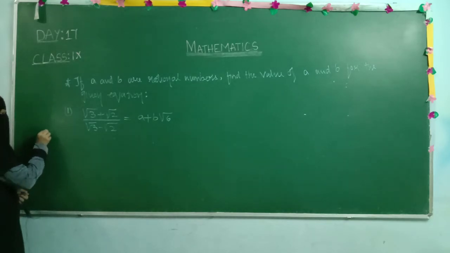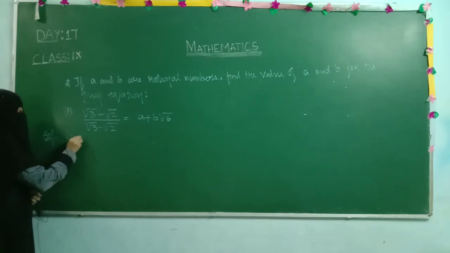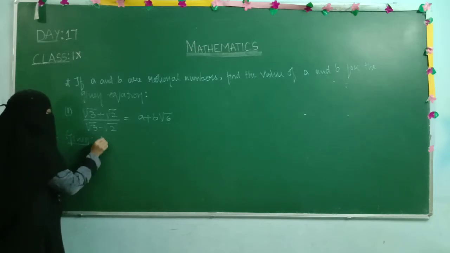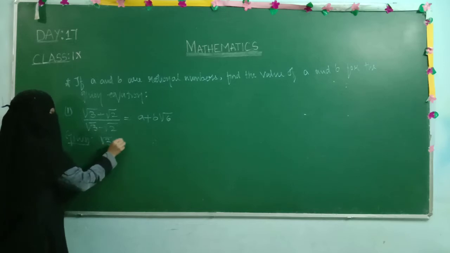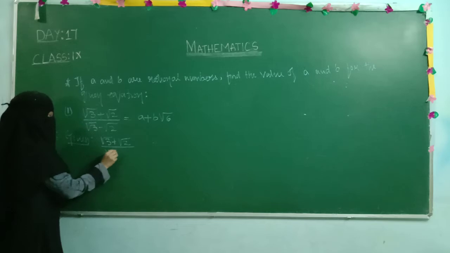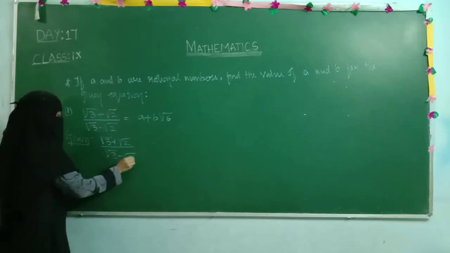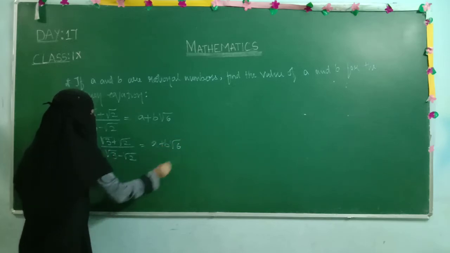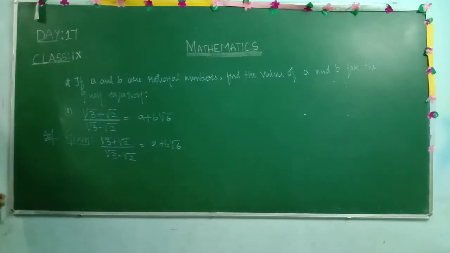So first step, solution. Whenever we are solving, first we need to write the given. What is given is nothing but whatever is given in the question. So it is given root 3 plus root 2 by root 3 minus root 2 equals a plus b root 6. So here you are finding two parts, that is LHS and RHS. So let's start with the LHS part.